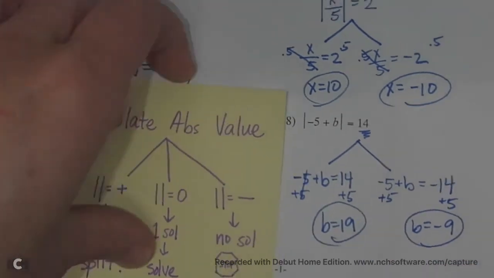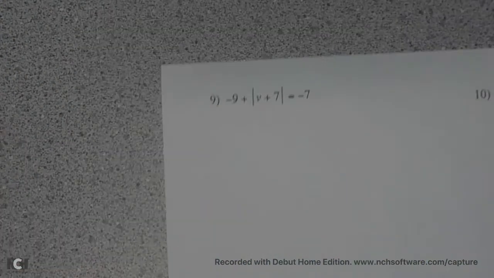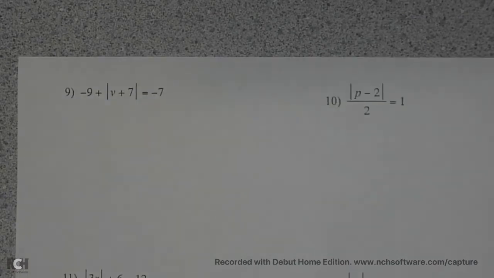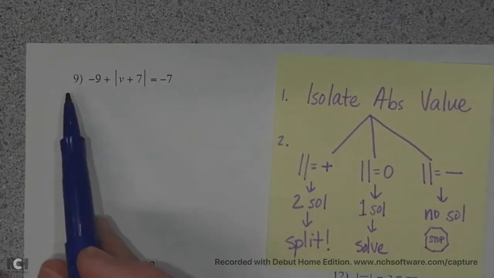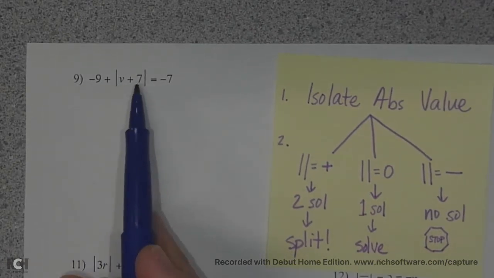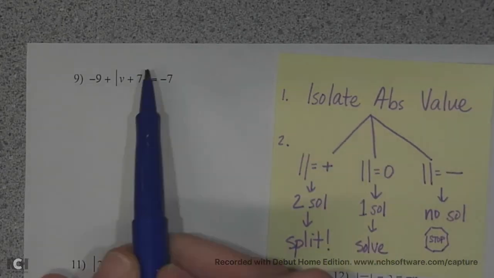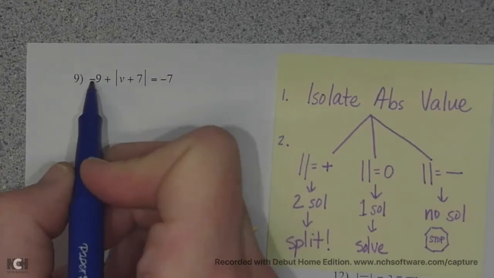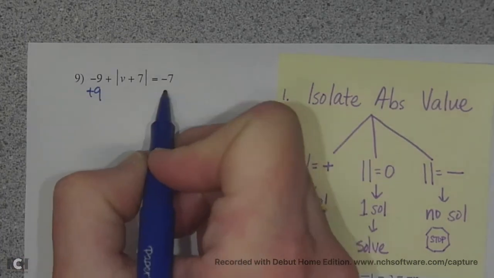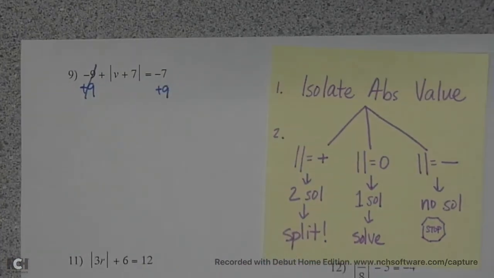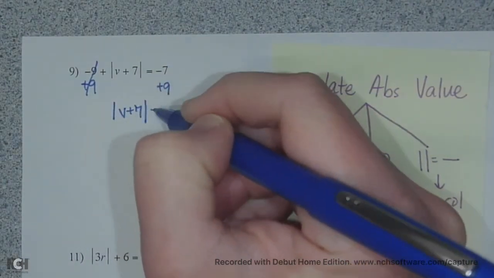Okay, let's go to the next page. Problem number 9. Looks like we have negative 9 plus the absolute value of v plus 7 equals negative 7. Step 1 is to isolate that absolute value part, which is the v plus 7 part. So we better get rid of that minus 9, the negative 9. We're going to get rid of it by adding 9 to both sides. That goes to 0, so it goes away. And now we're left with the absolute value of v plus 7 equals 2.